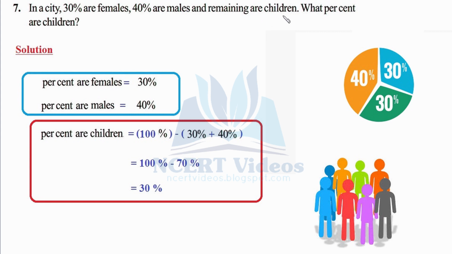And remaining are children, which you have to find. You have to find the percentage of children. So the percentage of children will be 100% minus the sum of these two. 40 plus 30 is 70. 100 minus 70 is 30%.